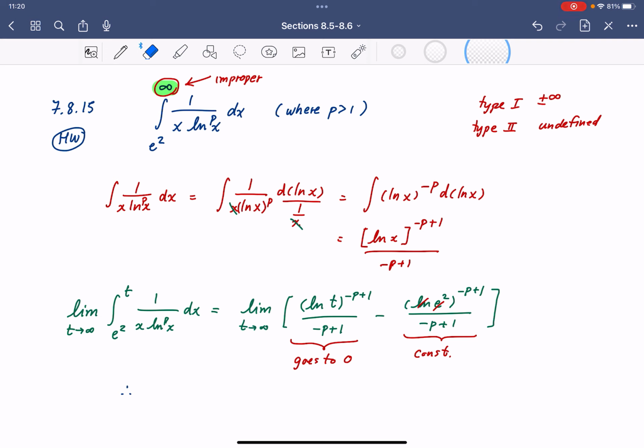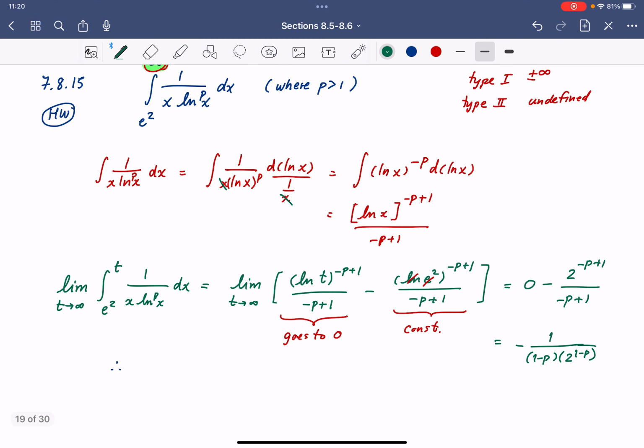No. Let's find where you can find it. So 0. Well, I will subtract your point if you just say constant. 2 to the minus p plus 1 over minus p plus 1. So this is the answer, right? Yeah. So it's going to be minus 1 over 1 minus p, and then 2 to the 1 minus p. A little bit ugly, but that is how it works.